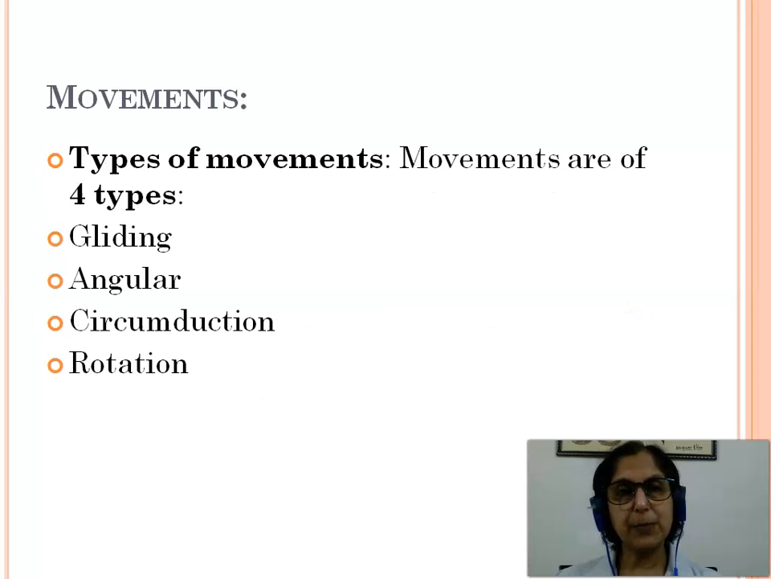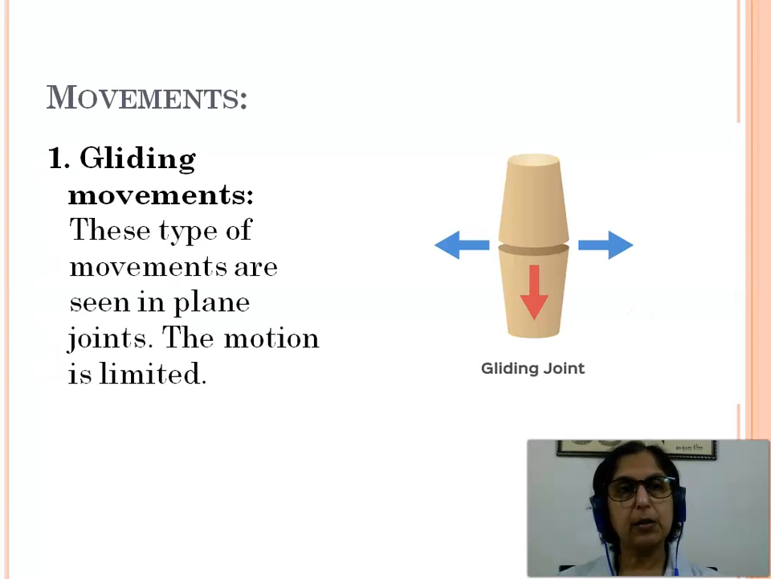Now when we talk of types of movements, there are 4 different types of movements: gliding, angular, circumduction, and rotation. Now let us see gliding movements. These type of movements are seen in non-axial joints, that is in the plane joints, and the motion or movement here is limited. And the same is shown here, a plane joint wherein we see only gliding movements. And examples of these type of plane joints are the intercarpal joints or the intertarsal joints.